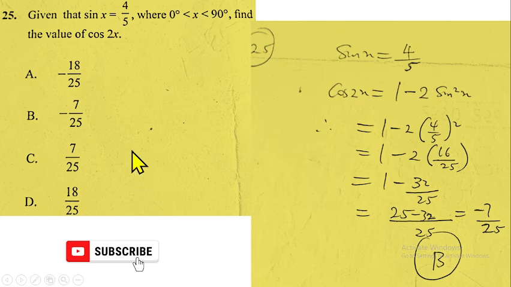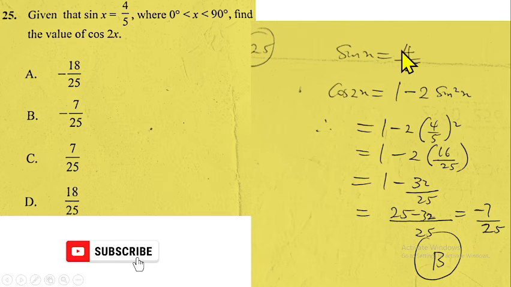Question number 25 is from trigonometric ratio. Given that sine x is 4 over 5, where 0 degrees is less than x less than 90 degrees, find the value of cos 2x. This is trigonometric ratio, where your angle x is an acute angle.